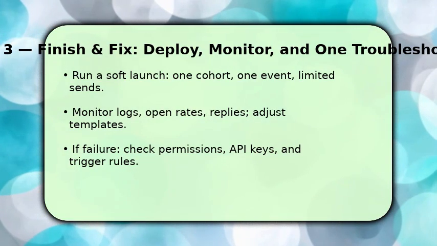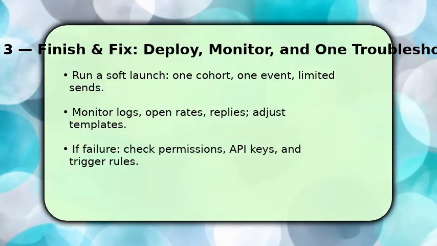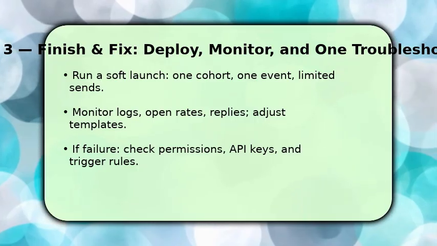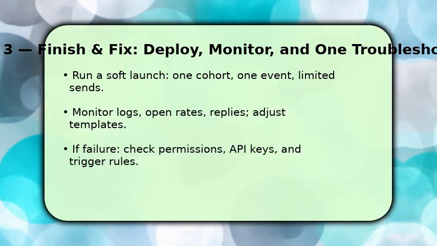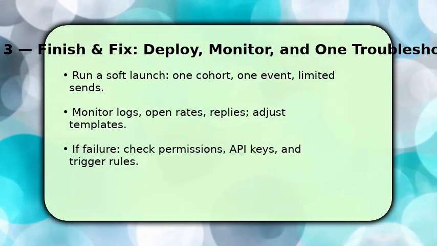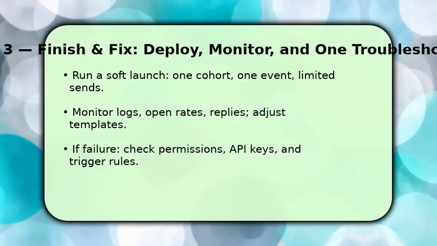You launch with a soft test: one cohort, one event, limited sends, so metrics are readable and risks stay small. Then monitor logs, open rates, and replies closely. Tweak templates and timing based on real responses. Once confident, scale to full lists.